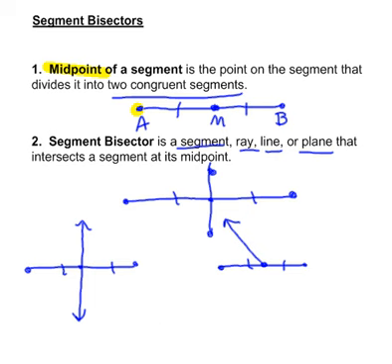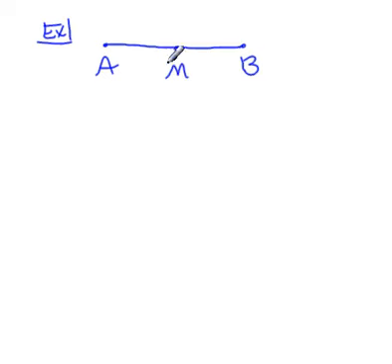Okay, so now that we have that concept, let's move on down and do an example. Example one: if I have this segment AB, and I'm going to put M in the middle, and I tell you that M is the midpoint of AB, then you know that AM and MB are equal to each other. You know that AM is equal to MB.